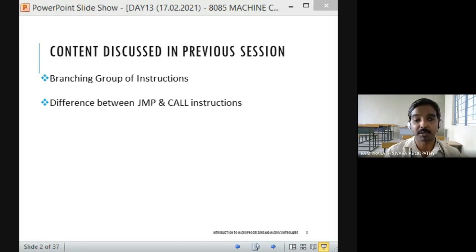Correct. So at the end of the subroutine, what do we have to do? What must we do to continue the main program? What must we do at the end of the subroutine? See, when we are using the call instruction, it is transferring the control to the subroutine program. Fine. At the end of the subroutine, what do we have to do? Yes, we have to write the return instruction at the very last line. Correct. The last instruction in the subroutine must be a return instruction.